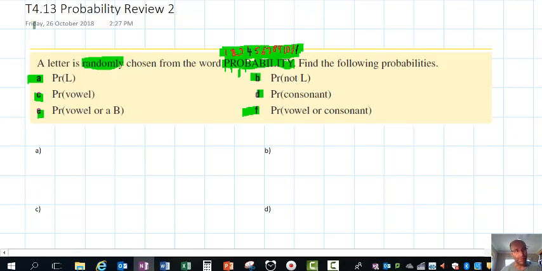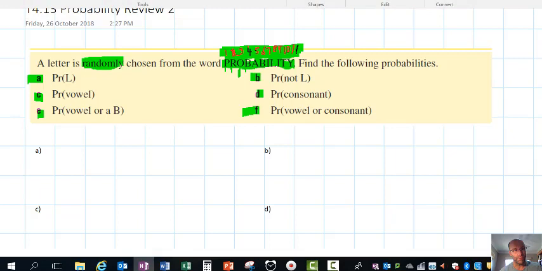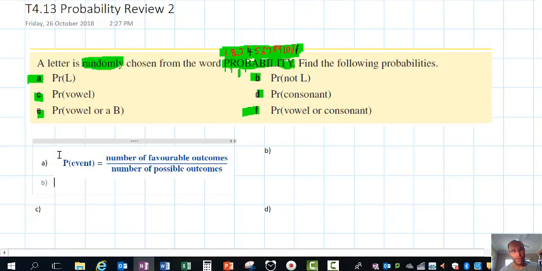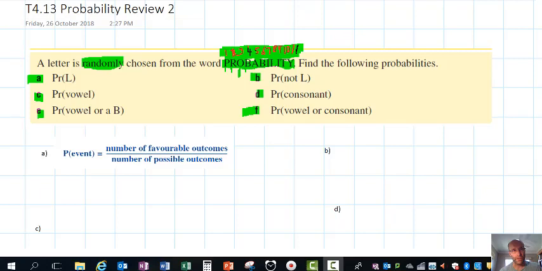The first thing we've got to do is remember our general formula for probability, which you might have seen given to you in different ways over the years. The probability of an event is the number of favorable outcomes divided by the number of possible outcomes. The capital P is a symbol for probability, and whatever event we're talking about goes in brackets. Some books use PR for probability, some just use P. I tend to just use capital P.